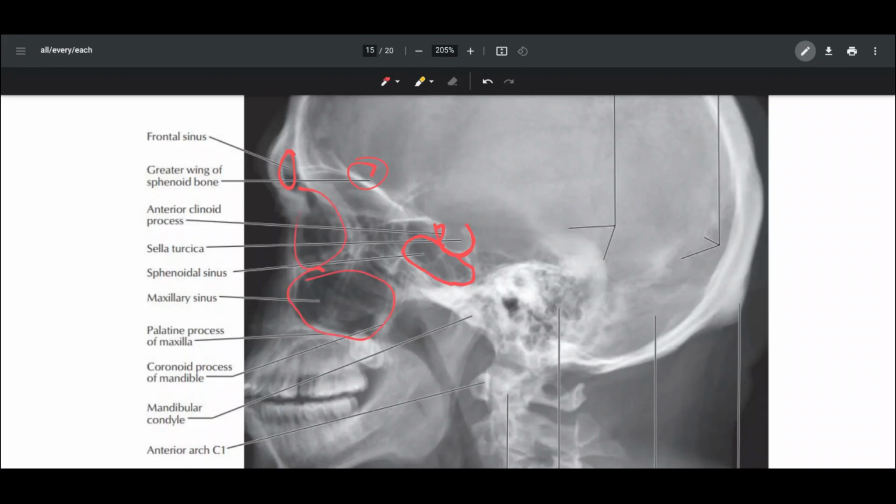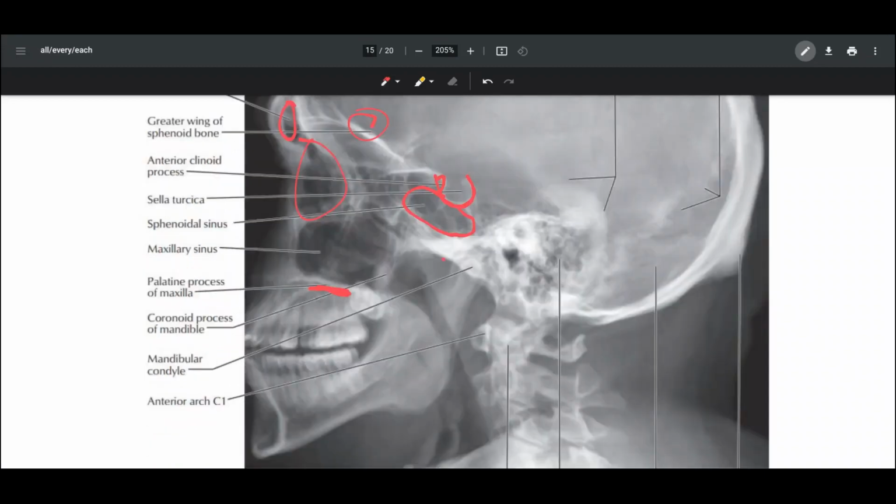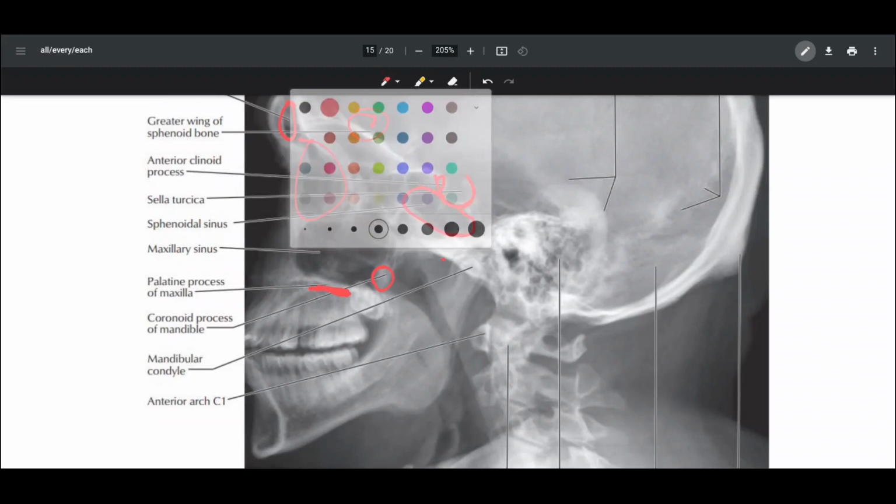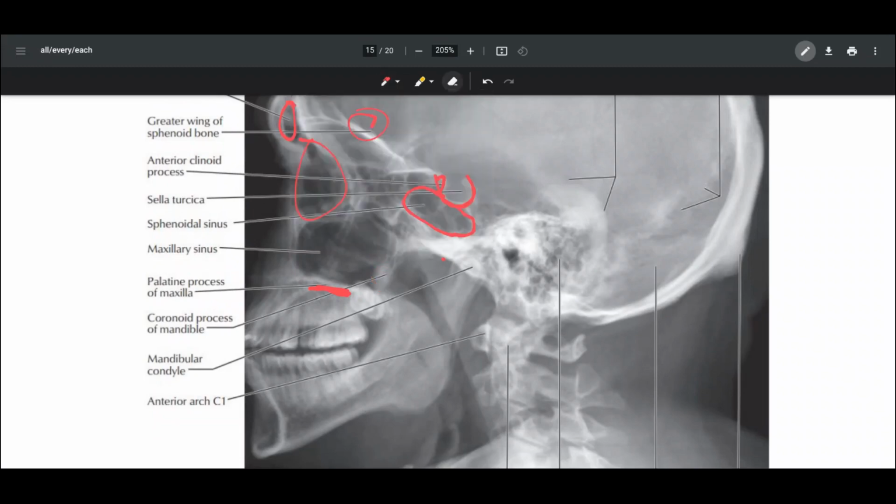Okay, this one is the maxillary sinus in the maxillary bone. This is the eye, of course, the orbit, and then here this radiopacity. Let me just show you. This radiopacity is the palatine process of maxilla. Okay, this is the coronoid process of the mandible, which is seen laterally. I'll trace it for you. It will be easier for you to visualize it.